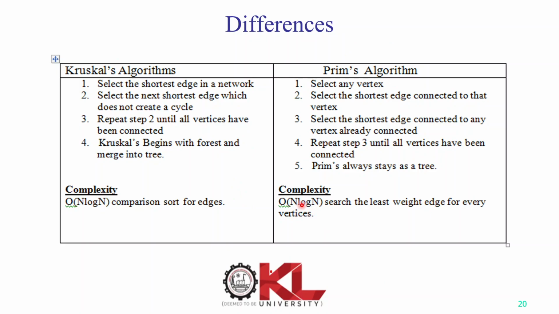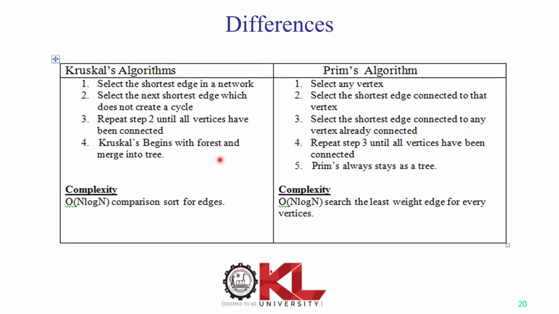And then the differences between Kruskal's algorithm and Prim's algorithm. Kruskal's selects the shortest edge in a network, while Prim's selects any vertex. So it is selecting a vertex and selecting the edge. Select the next shortest edge which doesn't create a cycle. Here we need to search for the vertices which are connected to the present vertex. Repeat step 2 until all vertices, repeat step 3 until all vertices have been connected.